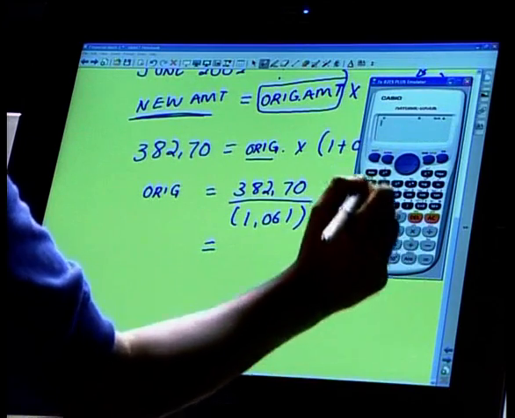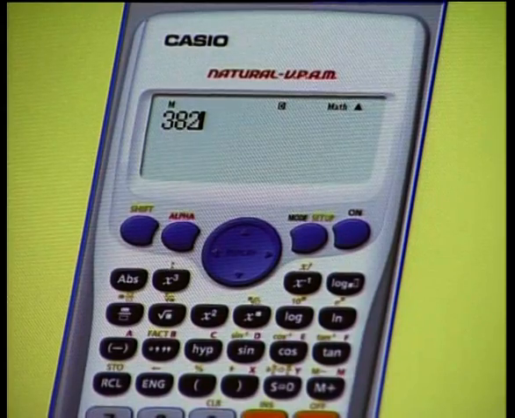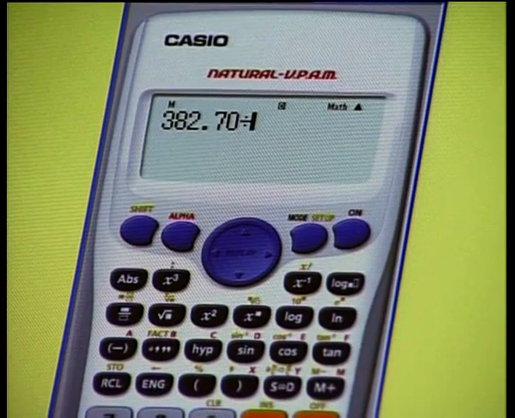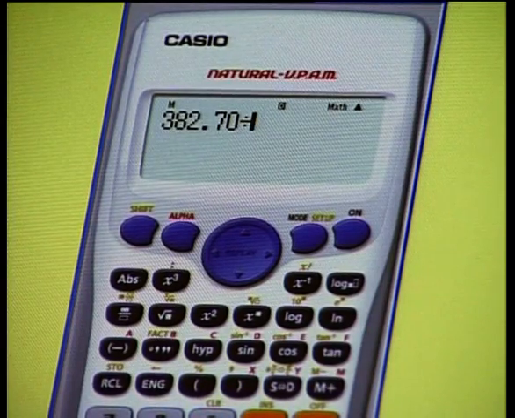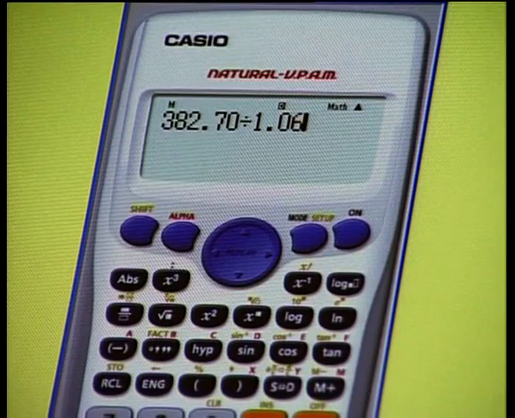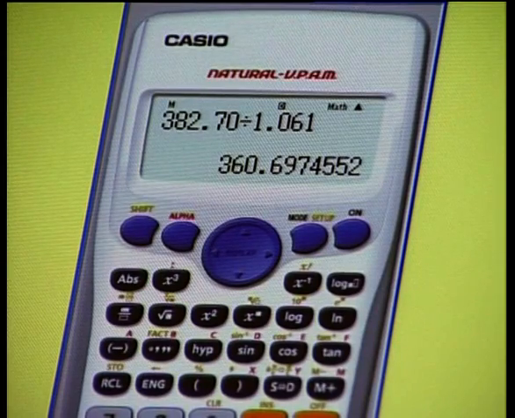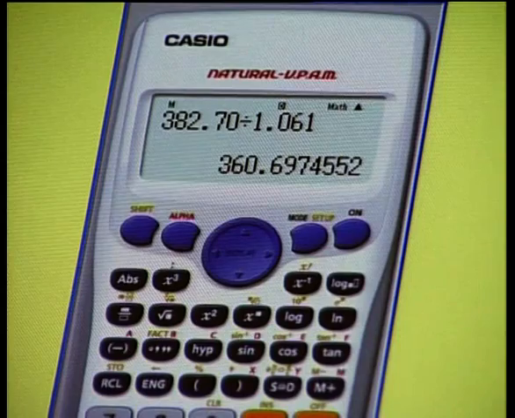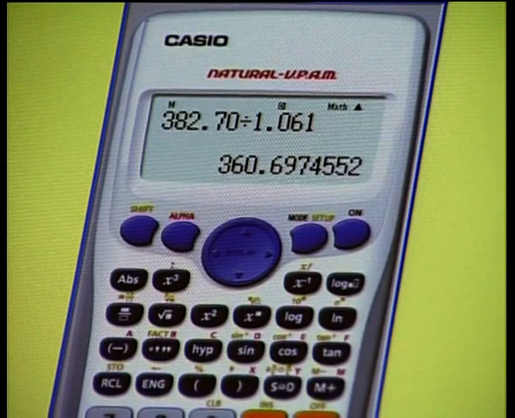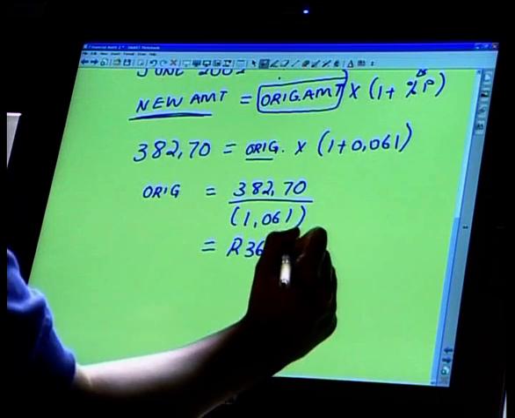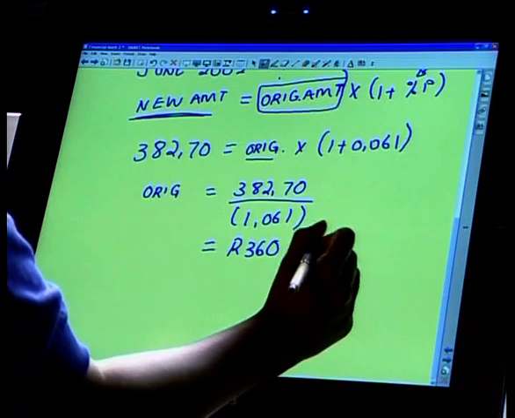We can do that on our calculator. So it's 382.7 divided by this bracket, which is 1.061. And we get an answer of 360 Rand. To the nearest cent, it would be 70 cents there. Okay, so we rounded off to 2 decimal places. So we get 360 Rand and 70 cents.